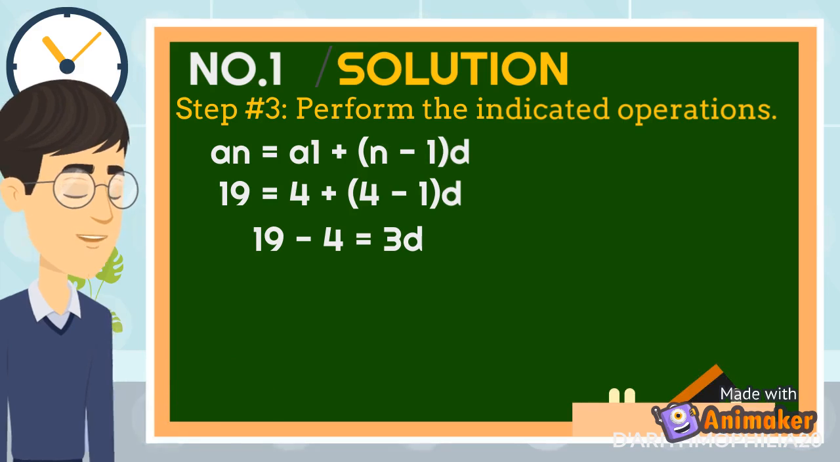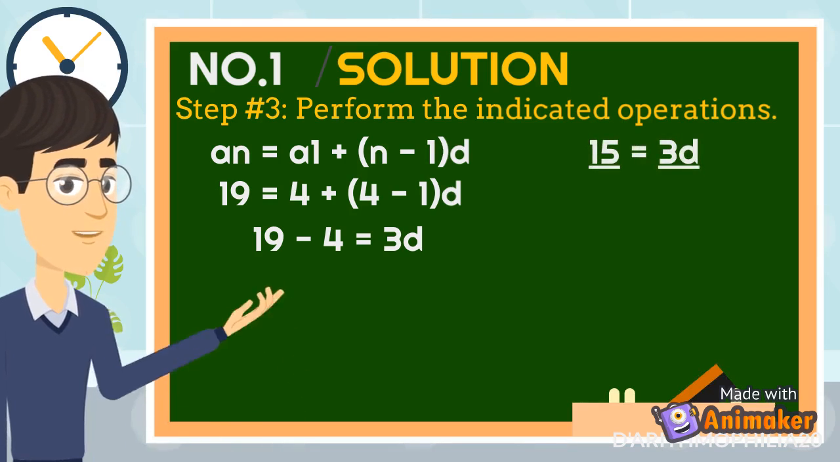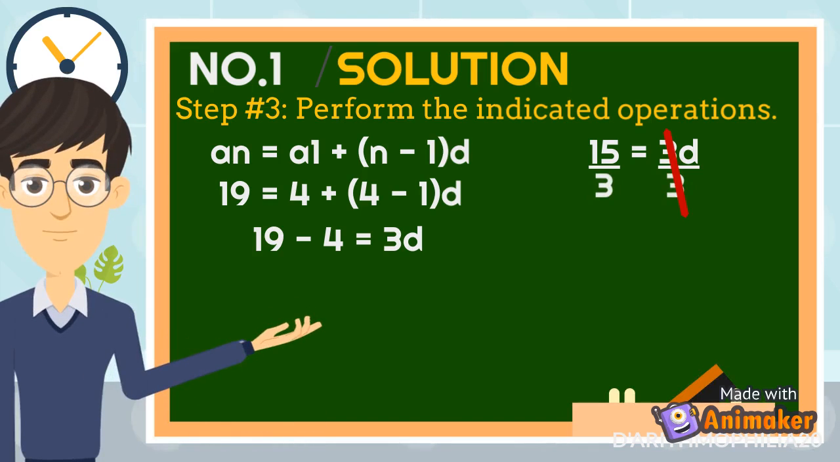This time, we will subtract 19 by 4, and the result is 15, which will also give us the equation 15 equals 3d. For the final step, we will divide both sides by 3 in order for us to get the value of the common difference. Therefore, our common difference is 5.